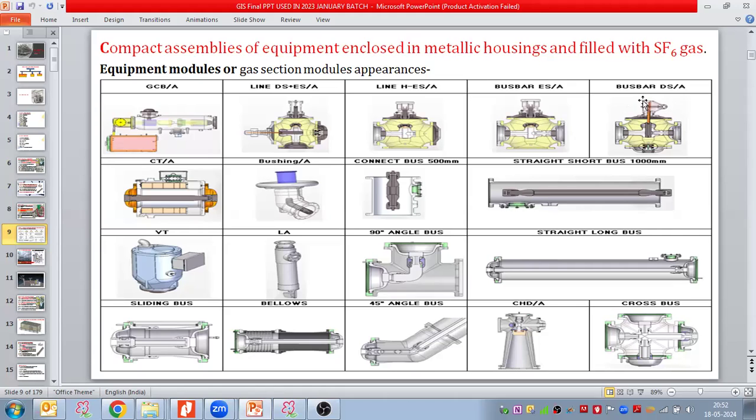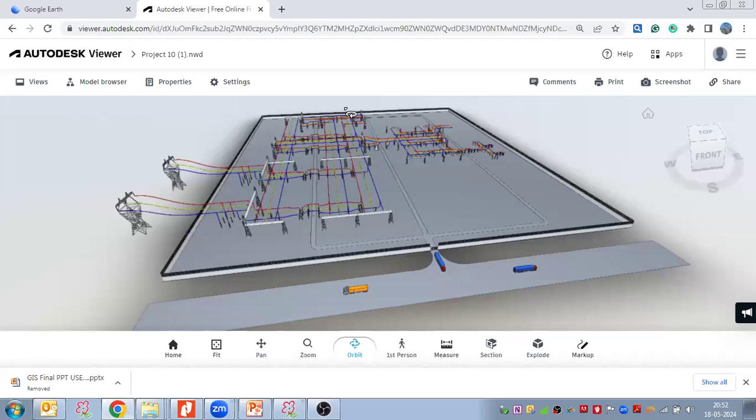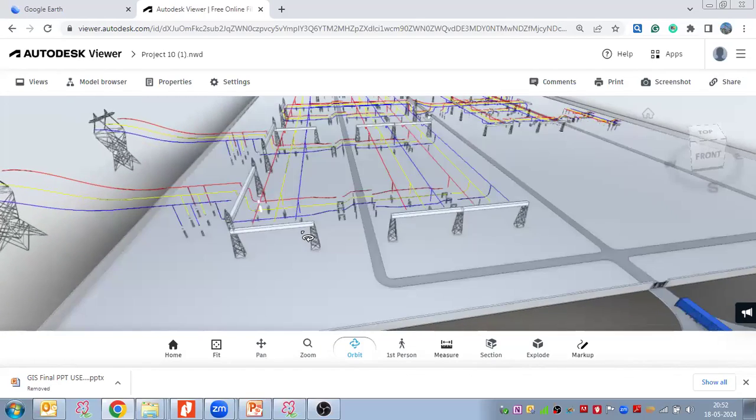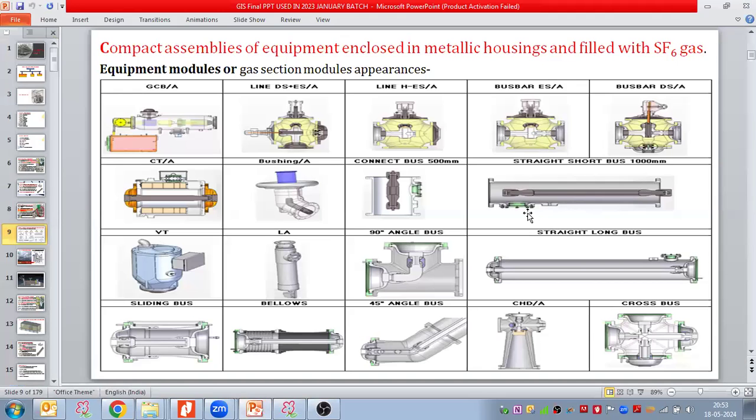This is a bus bar disconnector. This extended portion is representing the disconnectors, right? And then this module is for the CT. This is the bushings connections. Here we have some bus bar connectors. Here we have the bus bar which is coming like this, right? The bus bar that you can see here, these bus bars, is now changing like that.